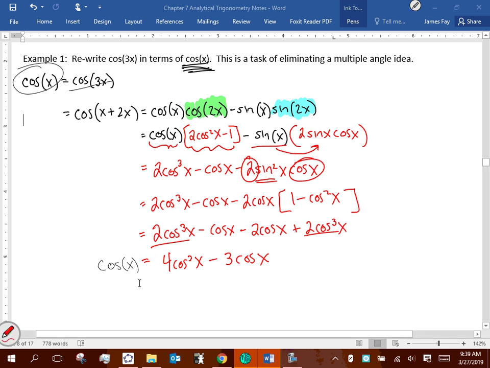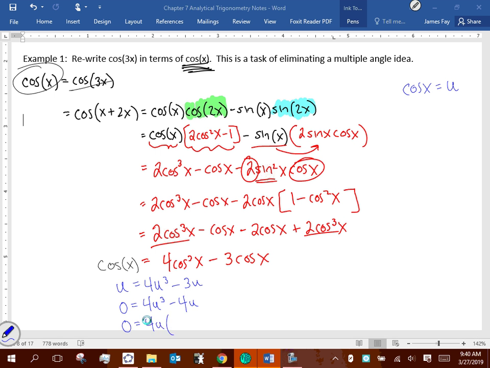Cosine x. This is now, if you think about it, a college algebra question. Let's say cosine of x is equal to u. Would this be u equals 4u cubed minus 3u? And what would you do to start solving that? Subtract u, so you have 0 equals 4u cubed minus 4u, right? And then you'd factor that, right? And you'd have 0 equals 4u times u squared minus 1.